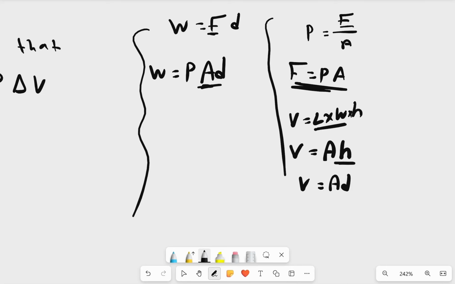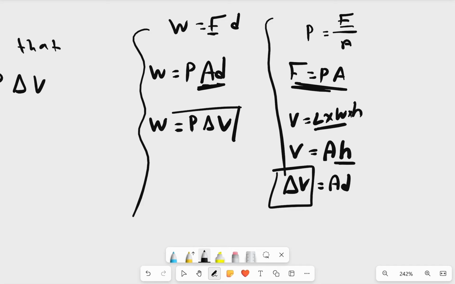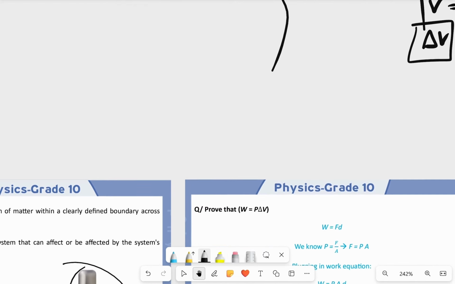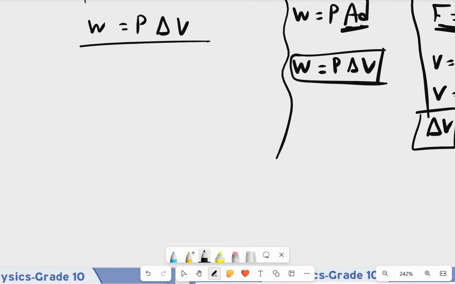Now, we have change in the volume of a substance, so we're going to say delta V. So this is going to be work, pressure. Instead of A multiplied by distance, I can write change in the volume, so delta V. This is the proof for this one. Prove that pressure work is equal to pressure times volume.